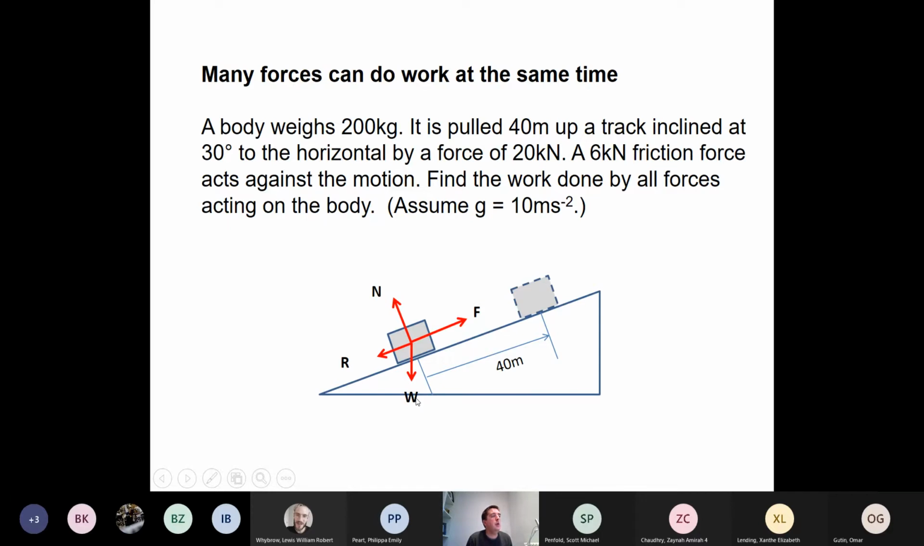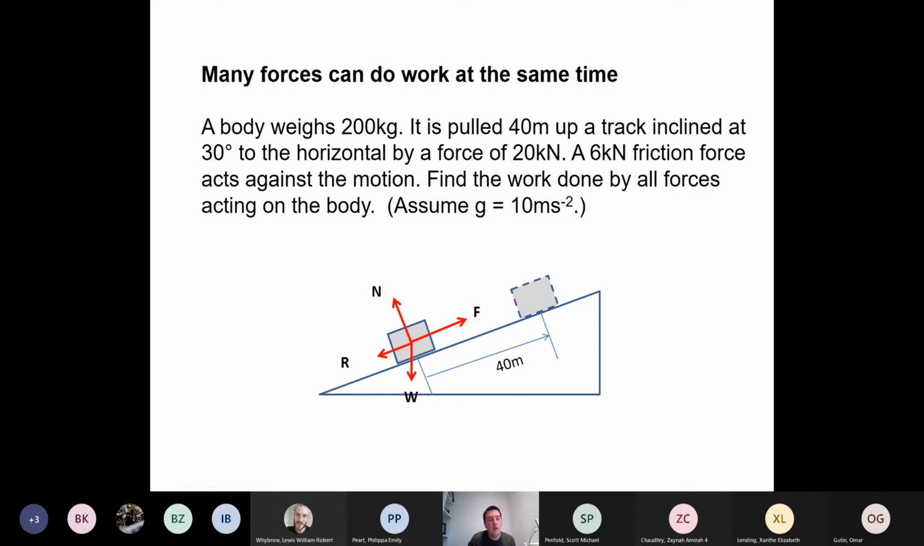And then W is the complicated one because it has a component which acts straight down into the slope and another component which acts in the direction of R. And so we need to find that by doing trigonometry, the component which acts in the direction of R, multiply that by the distance, which is still 40 meters, always 40 meters, and that'll give us the work done by the weight. I'm going to leave that last bit of calculation there for now.